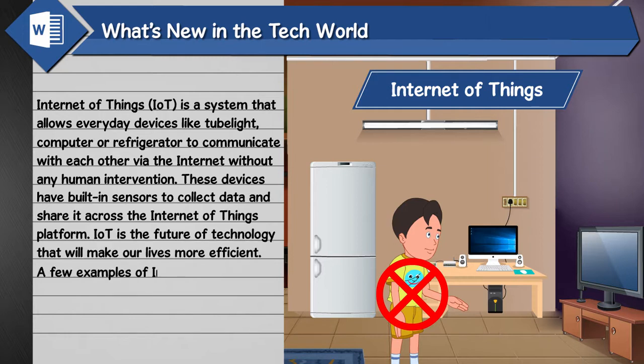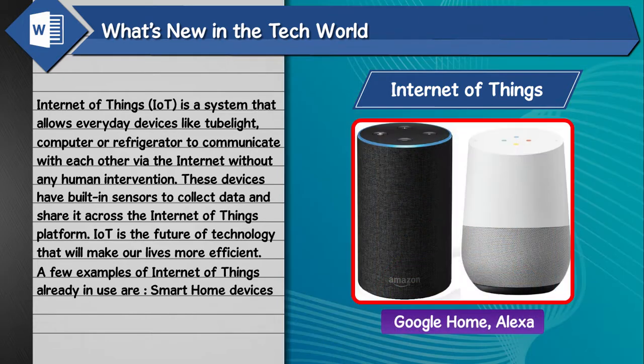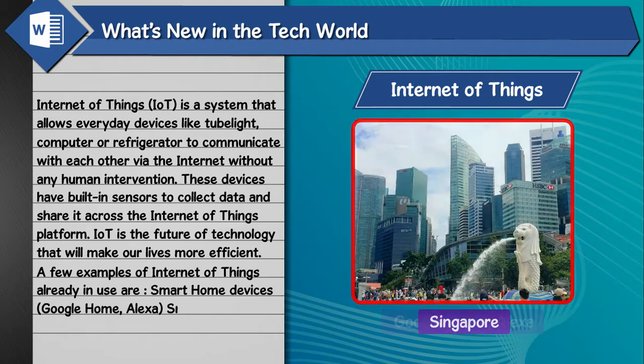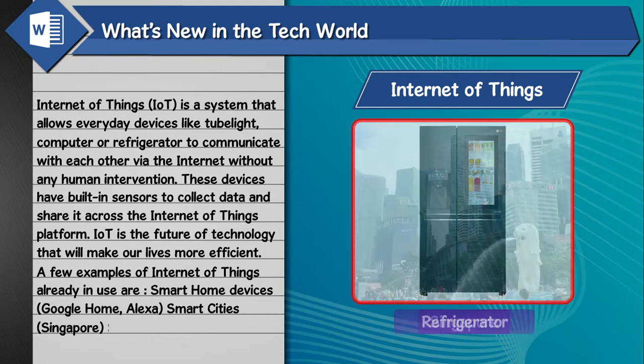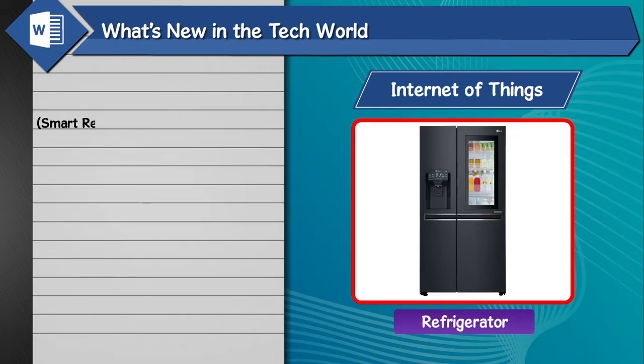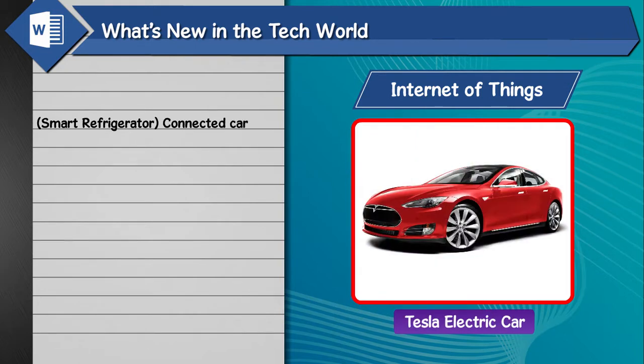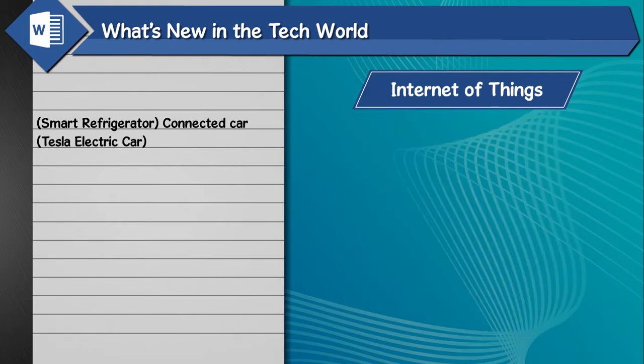A few examples of Internet of Things already in use are smart home devices, Google Home, Alexa, smart cities, Singapore, smart appliances, smart refrigerator, connected car, Tesla electric car.